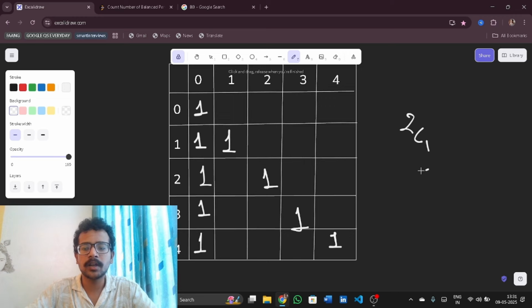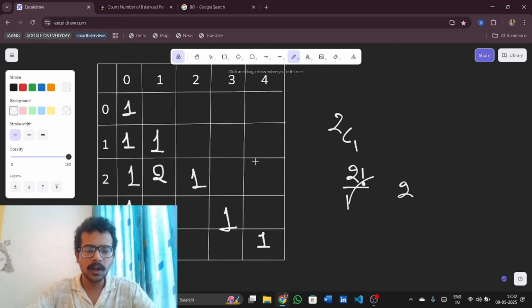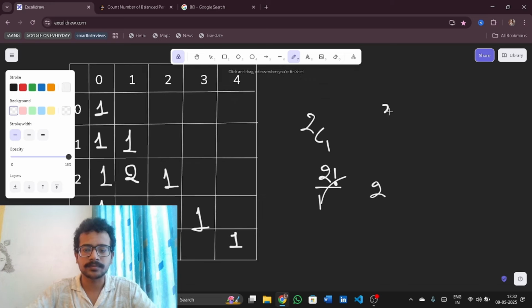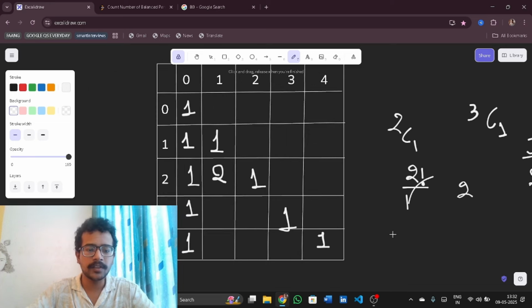2C1 is nothing but 2 factorial by 2 minus 1 factorial, which is 1, into 1 factorial, so everything will be computed. For now it's 2. Now I have 3C1, 3 factorial by 3 minus 1, which is 2 factorial into 1 factorial, and after the calculation, it is 3.